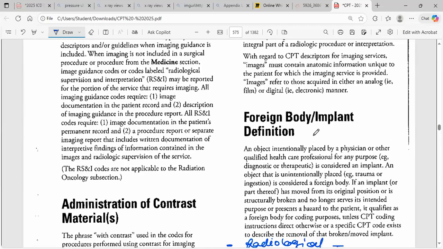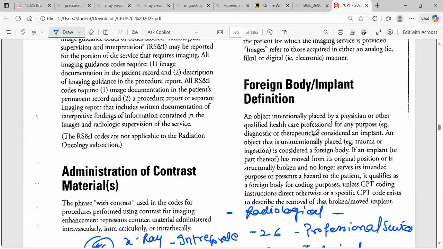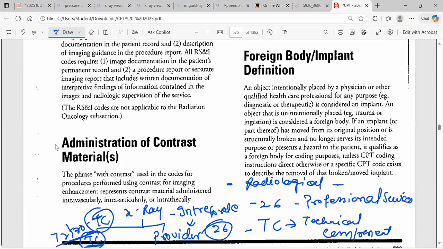So we have already studied the administration. Now let's start with the foreign body and implant definitions. Sometimes we will call a foreign body the implant also. Whenever the implants stop working and stop providing any purpose, then we are going to consider it as a foreign body.